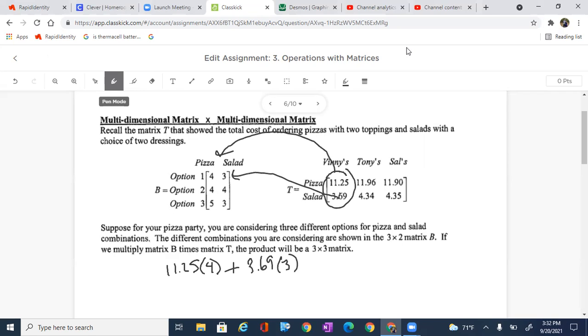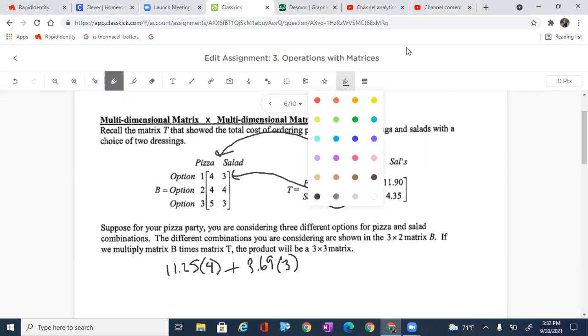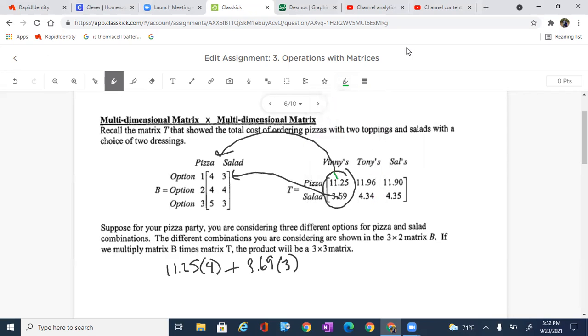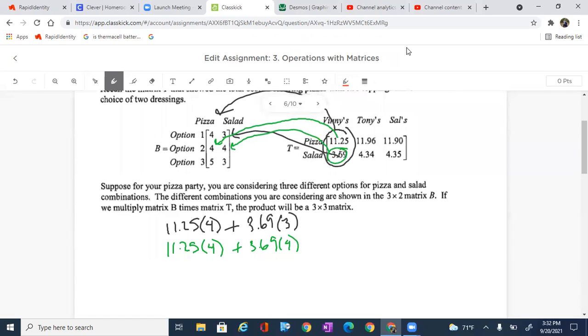Well, I may also do the exact same thing if I want to go to option 2, because maybe option 1 just isn't good enough. Maybe it's too expensive. So I'm going to say, okay, well, let's go to option 2. I'm going to take $11.25 and multiply by 4. And then I'm going to add the cost of $3.69. And I'm going to multiply it by 4 because I'm going to buy 4 salads. But maybe that's not going to be the way I want to go.